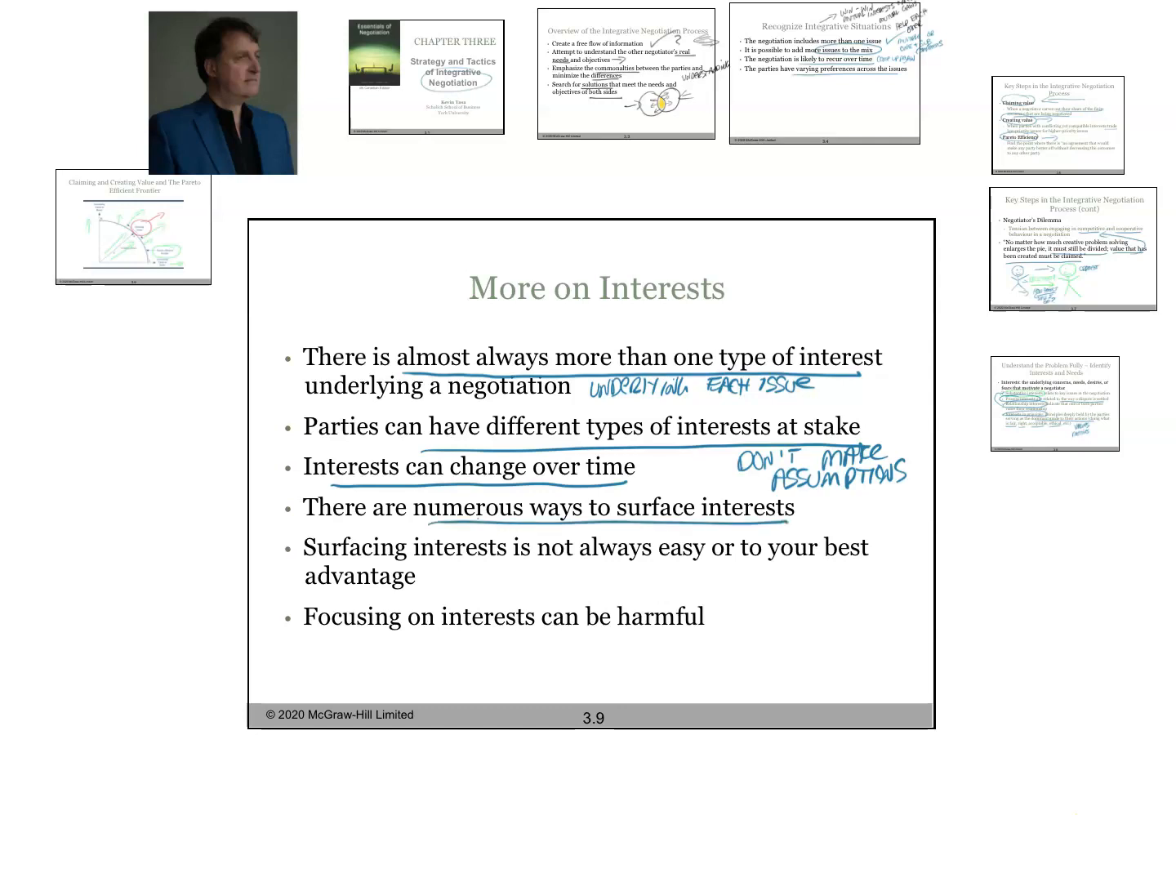You can uncover interests in your opponent by simply asking questions and listening. You can uncover interests by observing how they behave. There's an old expression that says people vote with their feet. What it is about is that people can say anything they want, but their behavior will tell you what's really important to them.